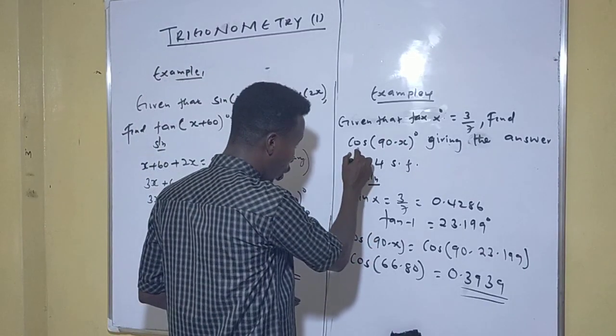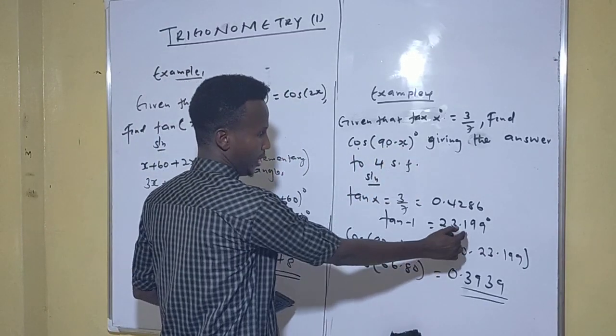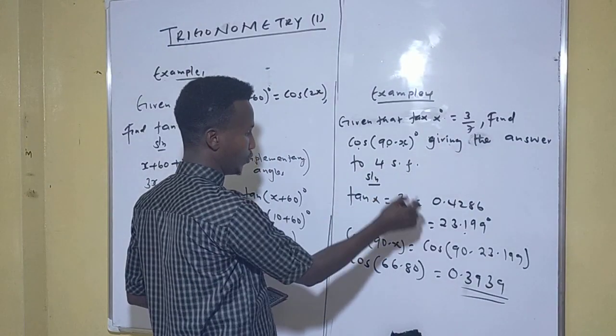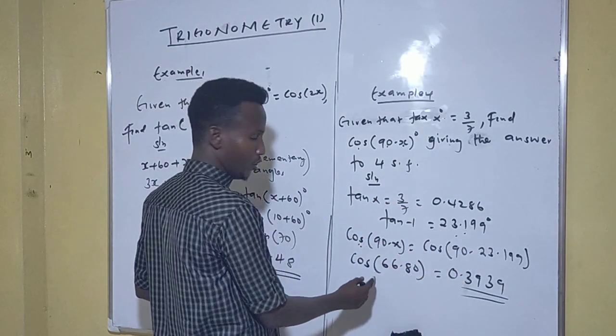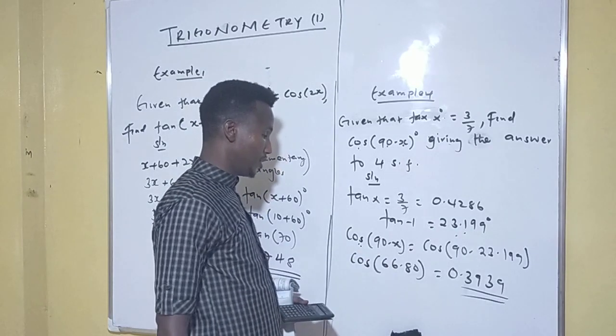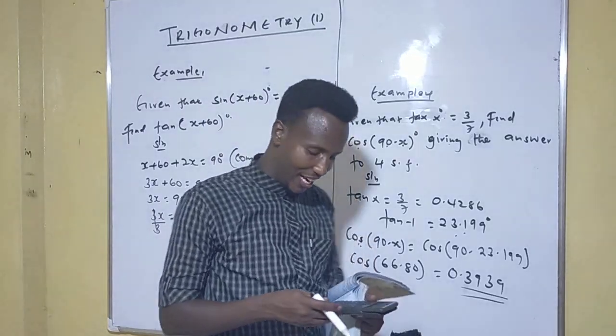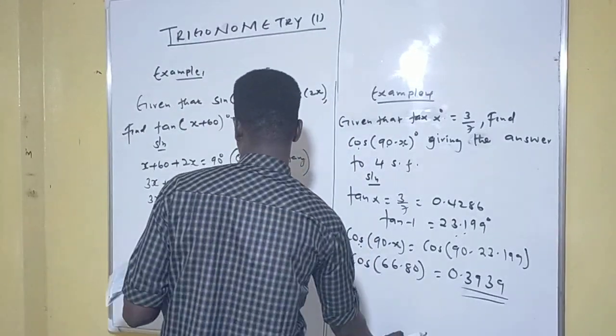But here you are told to find cos, open the bracket, 90 minus x, and this is the x value. So you're going to say cos into 90 minus this value, okay? It is there. So cos 66.80 will give us 0.3939, for your information, guys.